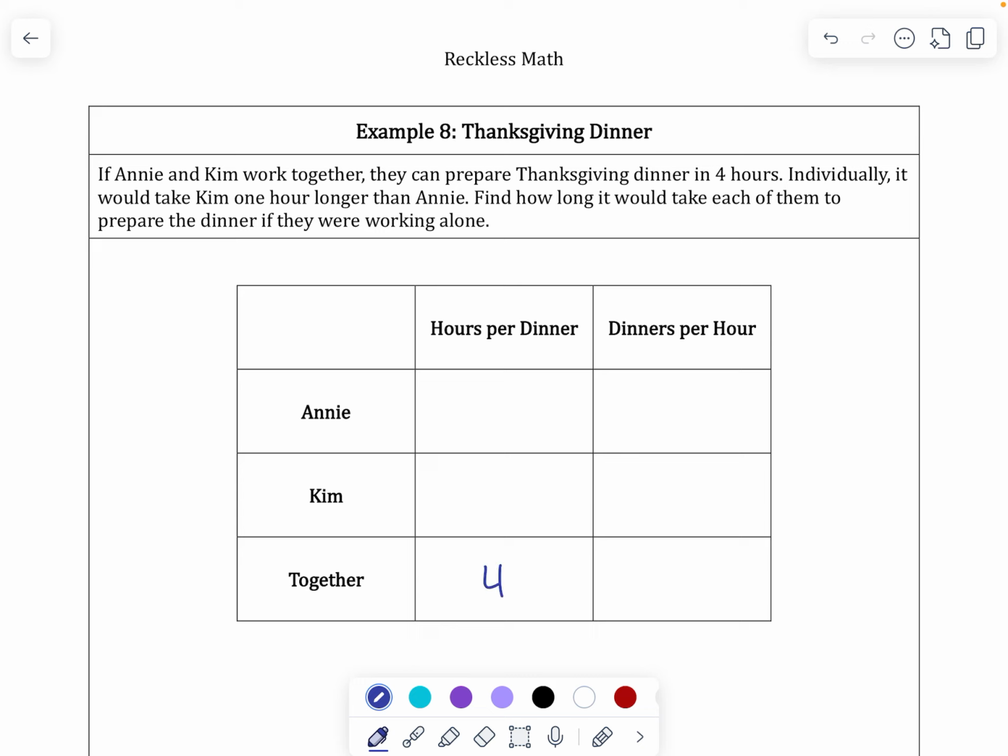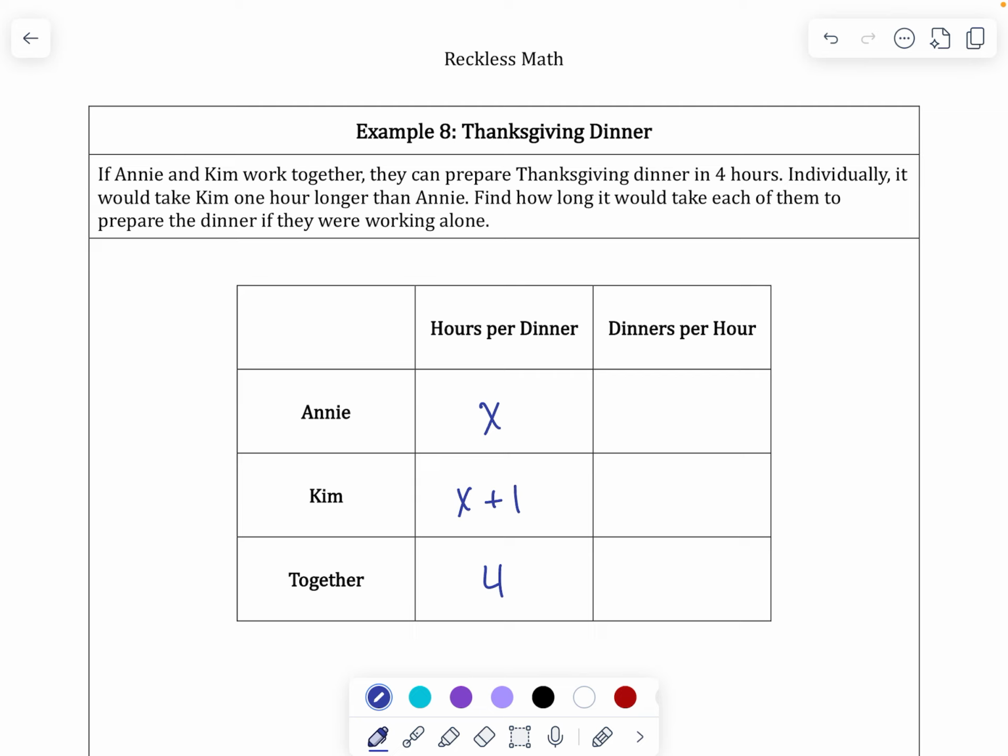Now we don't know how long Annie would take alone, so we're going to call that X. But we do know that Kim will take 1 more hour, so whatever X is, Kim is going to take X plus 1 hours.